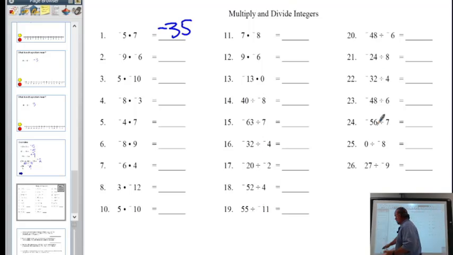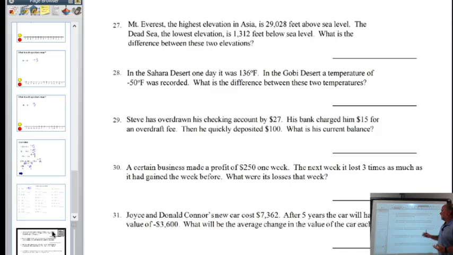Okay? Now there are some word problems that you're going to have to do. So here are the word problems. Okay? So number 27 here is Mount Everest. The highest elevation in Asia is 29,028 feet above sea level. The Dead Sea is the lowest. What's the difference in those? So you'll notice that these kind of questions, they're not just multiply and divide. It kind of throws in all those integer rules so that you can practice with word problems. Okay? So that's our lesson for today.